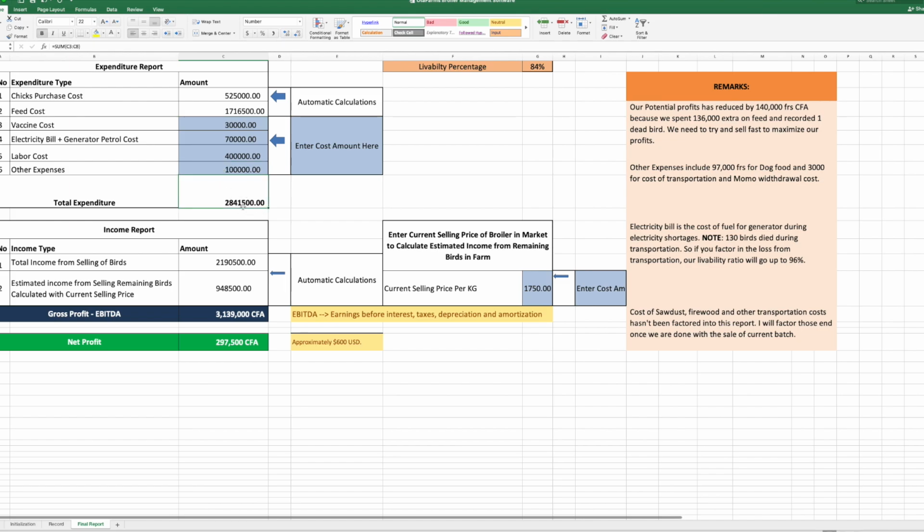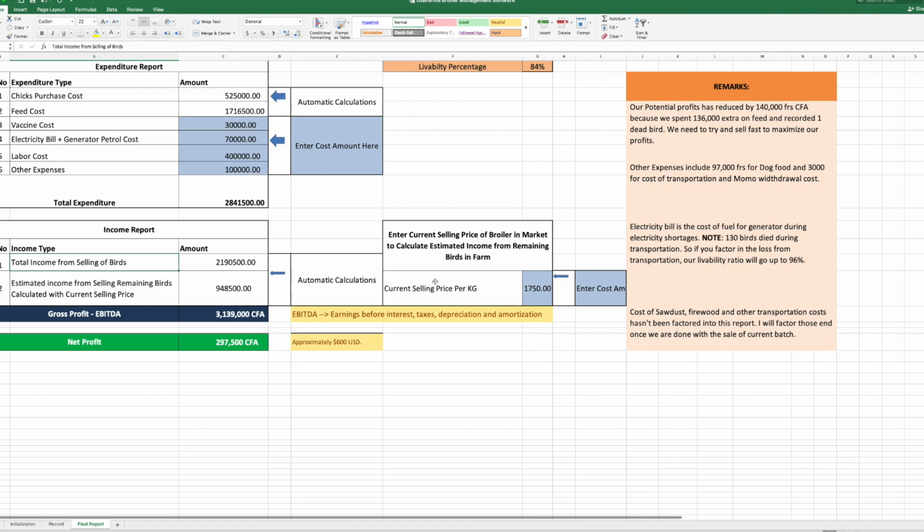Once all that is captured for this particular batch, our total expenditure was $2.8 million. That is about $3,600. That was our total expenditure for the first 1,050 batch, or let's just say 1,071, even though a lot of those died during transportation, as I said earlier. So what was the total income?